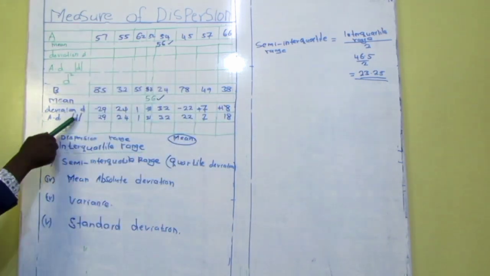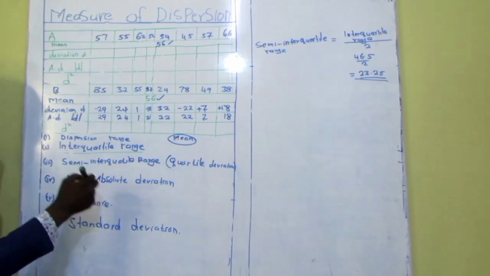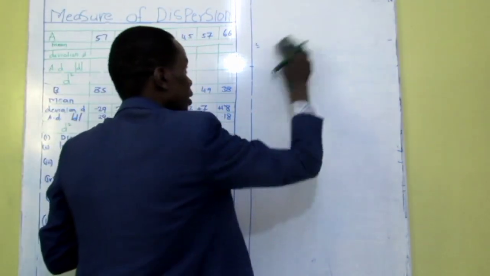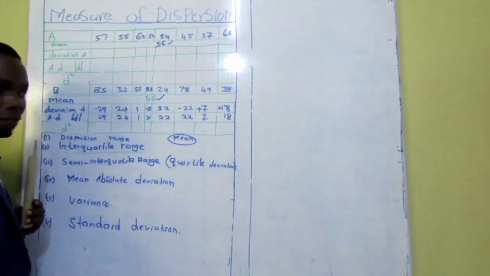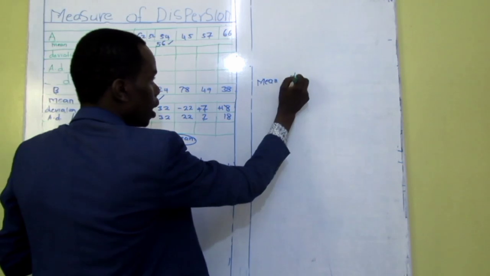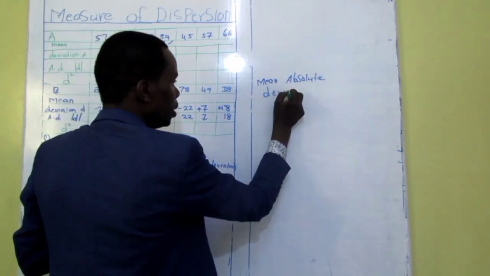So this is what is called absolute deviation. And I have said that in absolute deviation, we're going to ignore the negative. But if it's 0, then it's going to remain 0. Are you getting what I'm saying? Now, we want to find the mean absolute deviation.